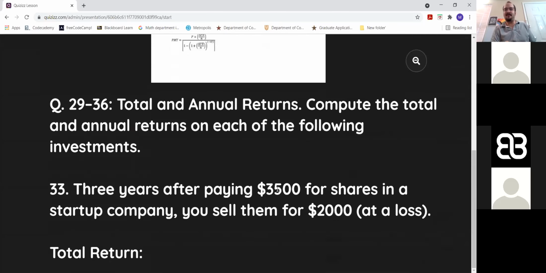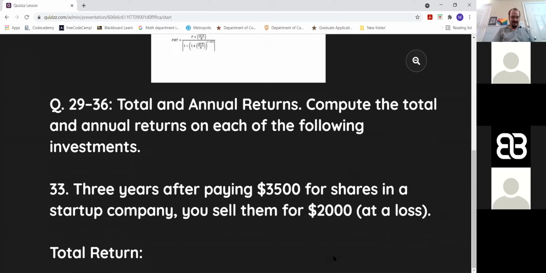Three years after paying this amount for shares in a startup company, you sell them for this amount. They are trying to tell you this is at a loss. We still want to do new minus old divided by old. So if it's a loss, they're trying to give you a hint at what sort of number you should be getting.